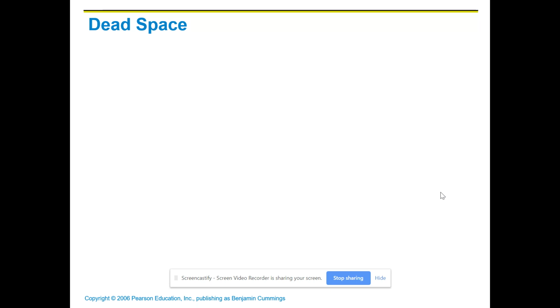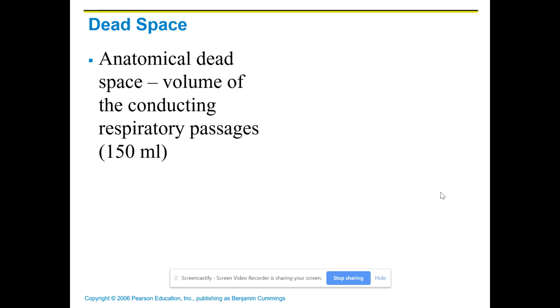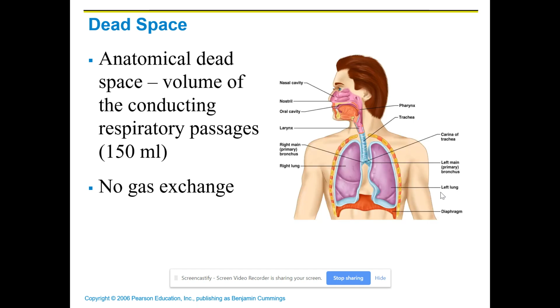Of the air that comes in, not all of it makes it down to where we get gas exchange. A lot of air is contained in the nose, the nasal cavity, the pharynx, the larynx, the trachea, the bronchi, and so on. That air has no gas exchange, and sometimes it's called anatomical dead space. If we're going to talk about the air we're exchanging, we have to subtract this anatomical dead space. So with the average breath being 500 mils and anatomical dead space of 150 mils, only about 350 milliliters of air is exchanged.